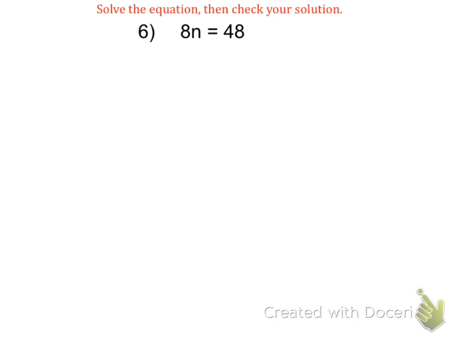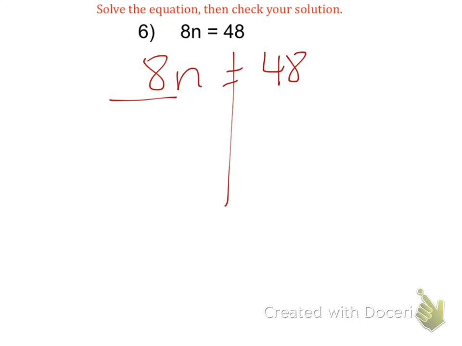All right, number 6, you're doing this one by yourself. So write the problem down, pause the video, and then do it. First thing you want to do, you're multiplying. So the opposite of multiplying is divide. So divide both sides by 8.